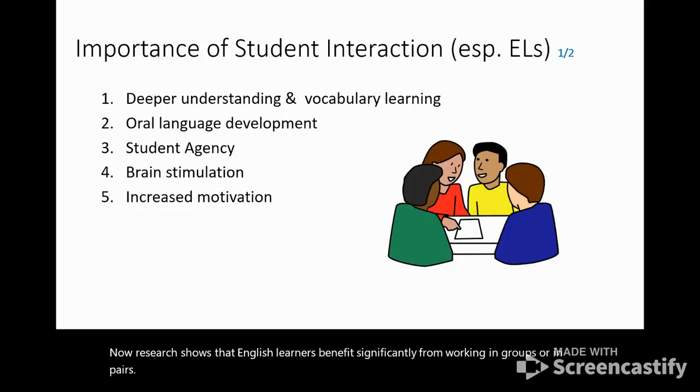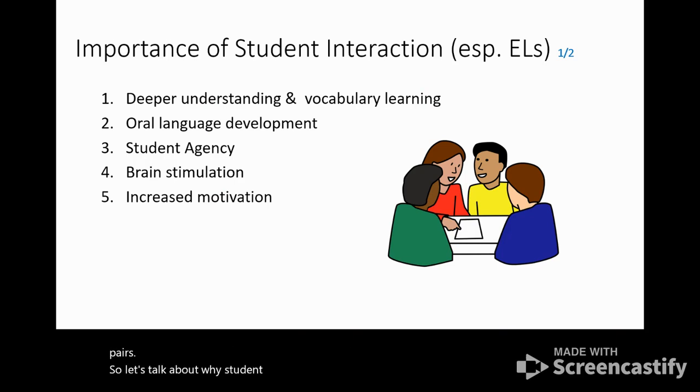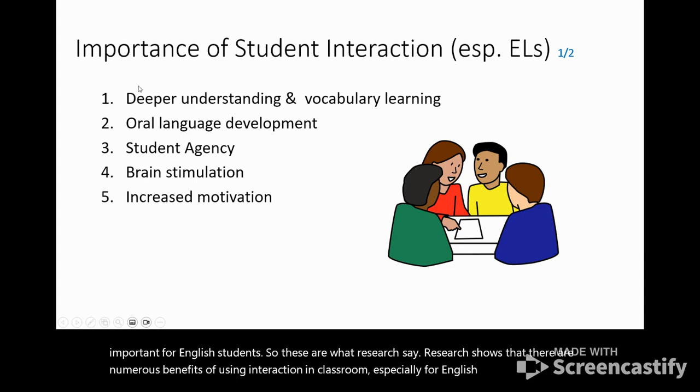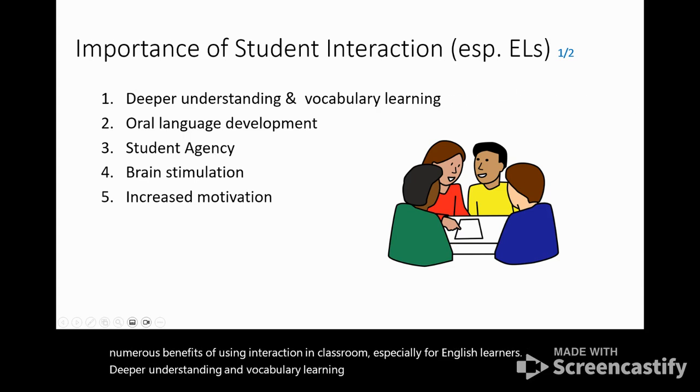So let's talk about why student interaction is so important in the classroom and why it is especially important for English learners. So these are what research says. Research shows that there are numerous benefits of using interaction in the classroom, especially for English learners. Deeper understanding and vocabulary learning. So students have an opportunity to think critically about the learning content.